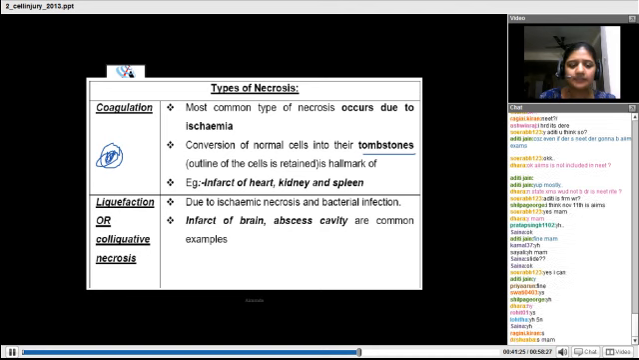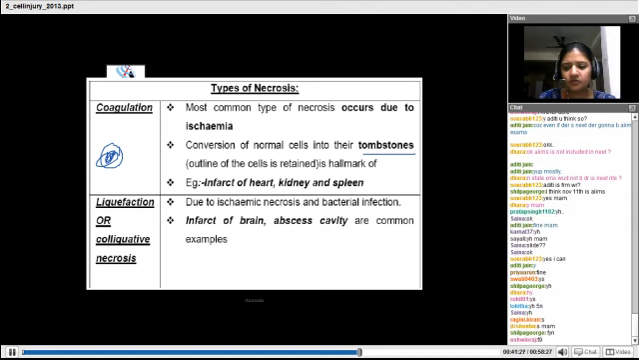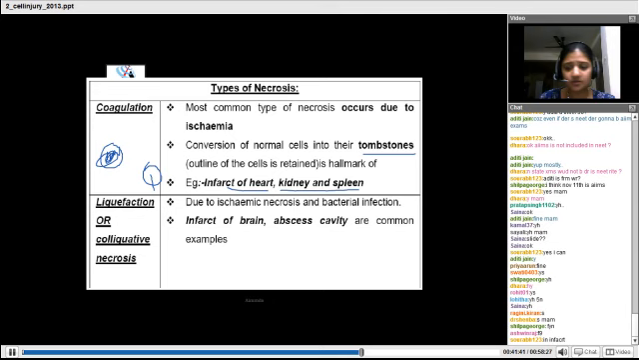Okay. Examples of necrosis is what is important for you from an MCQ over here. Where do you see coagulation necrosis? An infarct of the heart, kidney and spleen. Extremely important. Put a star across it. You will have an MCQ over here. So that's where you see coagulation necrosis, in case of an infarction in the heart, kidney and spleen.